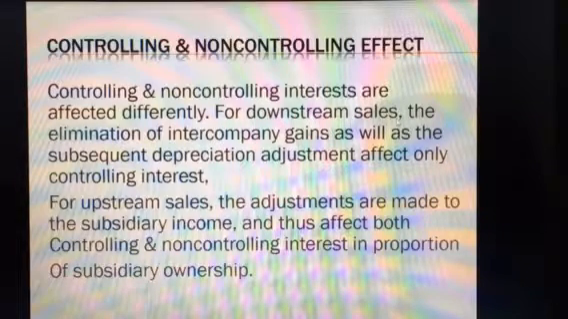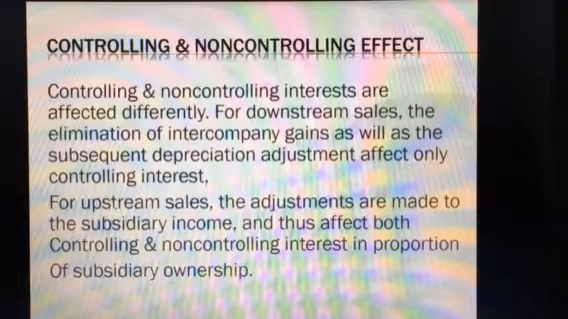For downstream sales, the elimination of intercompany gains as well as the subsequent depreciation adjustment affect only the controlling interest. So it affects only the controlling interest in downstream. For upstream sales, the adjustments are made to the subsidiary income, and those affect both controlling and non-controlling interest. So in the upstream, it affects both the controlling and non-controlling interest in proportion to subsidiary ownership.